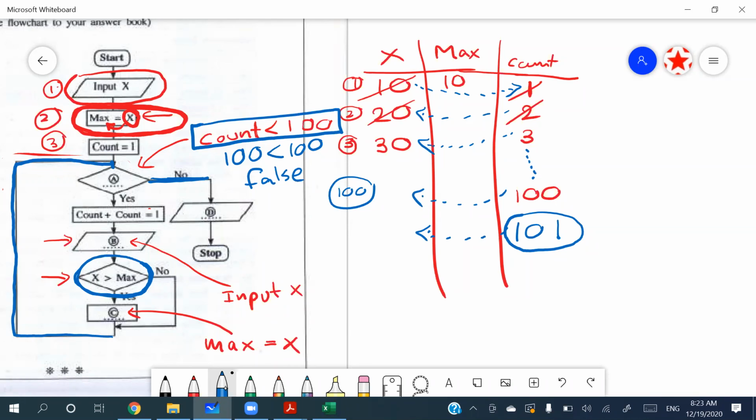So the A is going to be count is less than 100. And the D, it's an input output symbol again. So we are missing our output. So definitely D is going to be your output. So it should display what? The purpose of this flowchart is to find the maximum value. So as for the D, you can say display X. Sorry, not X, I'm sorry, display max. That's going to be your answer.